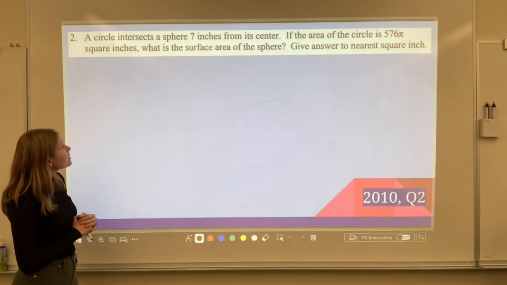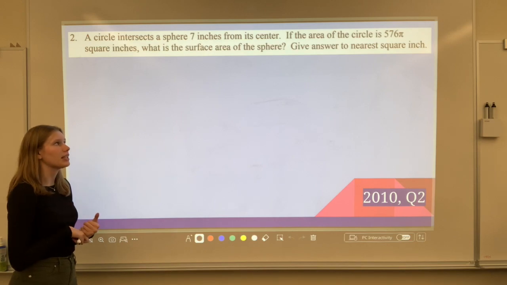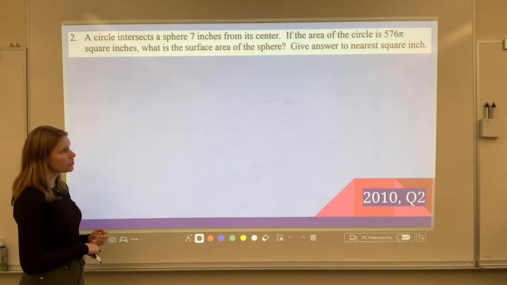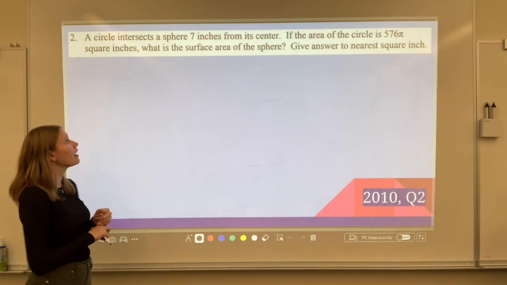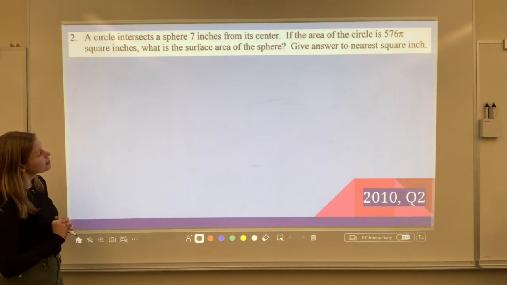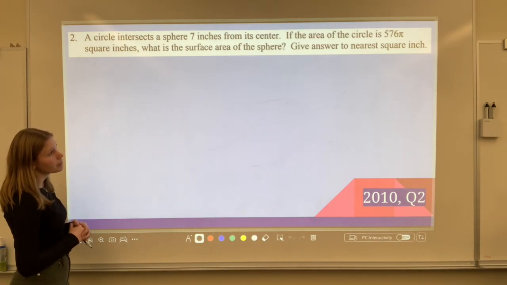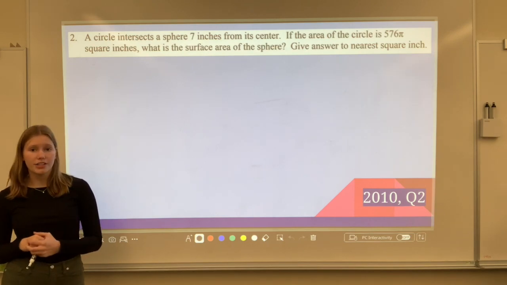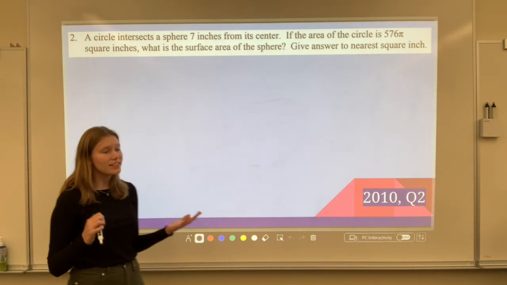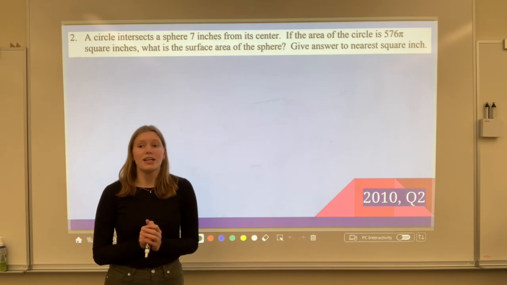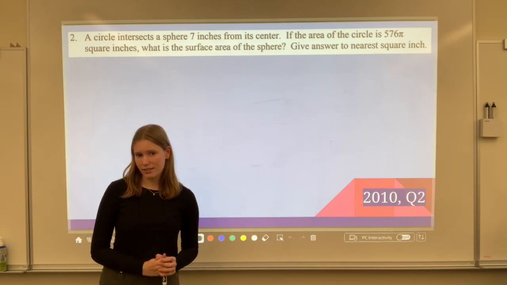A circle intersects a sphere 7 inches from its center. If the area of the circle is 576 pi square inches, what is the surface area of the sphere? Give answer to the nearest square inch. So this is actually one of my favorite kinds of problems, but it is pretty hard to visualize.